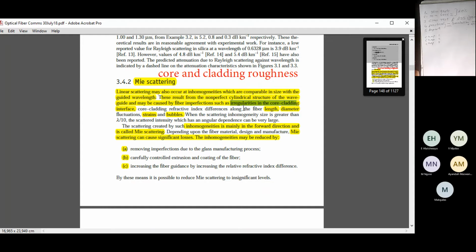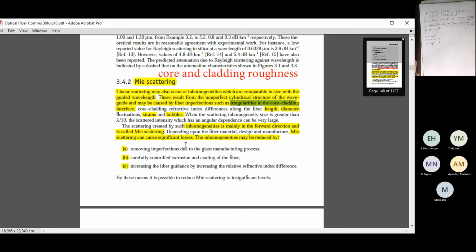Now they can be length and diameter changes in the fiber, also strains and bubbles. There can be an air bubble or a water bubble on the cladding interface. Okay. Inhomogeneities are mainly in the forward direction. Forward direction means the direction where the laser light goes. So it's always in a forward direction, not in a backward direction. Raman and Brillouin are backwards, but we'll get to that.